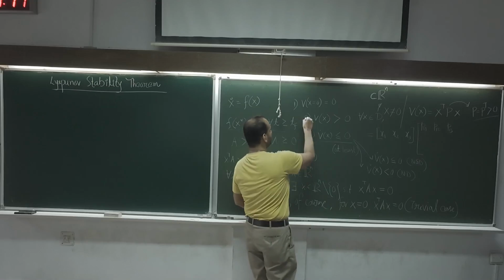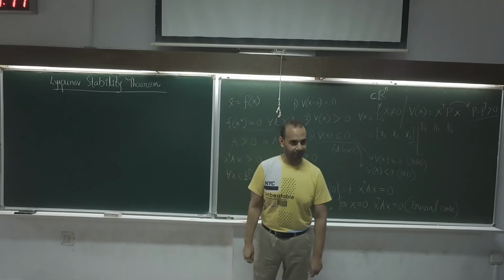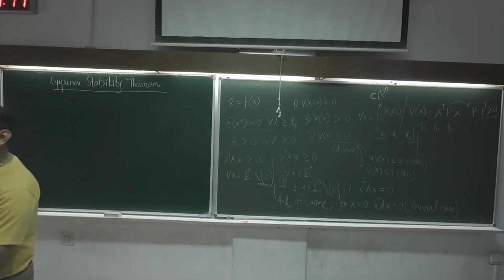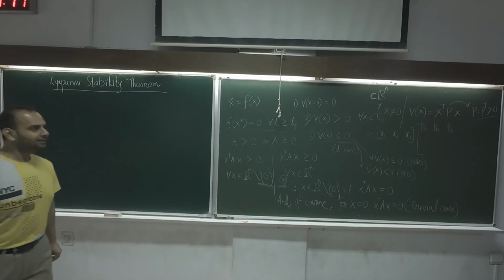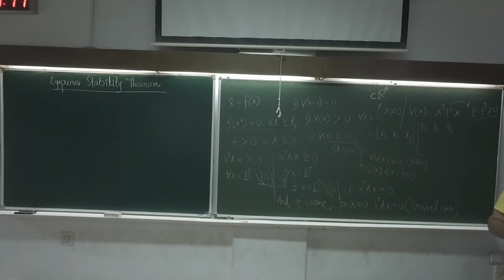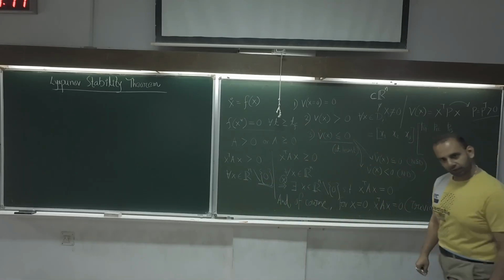So these are the three main characteristics of a V function to qualify as a Lyapunov candidate function. I repeat, these three properties are required for a V function to qualify as a Lyapunov candidate. Okay?